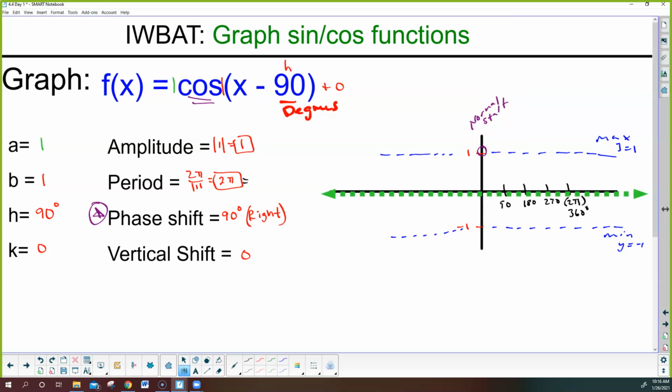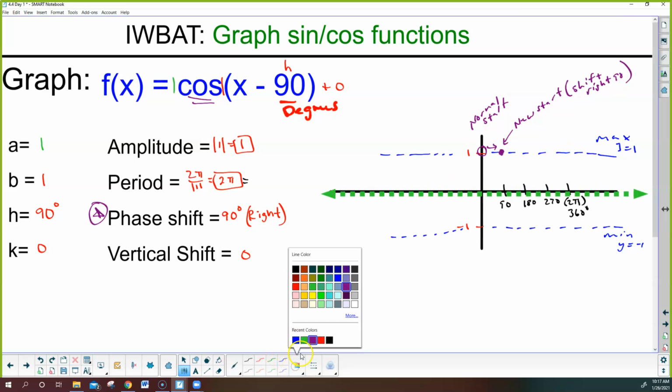But what do I need to do? I need to shift it 90 degrees. So I need to move one tick mark. And now here is my new start, which is a shift to the right 90 degrees. And that's it.